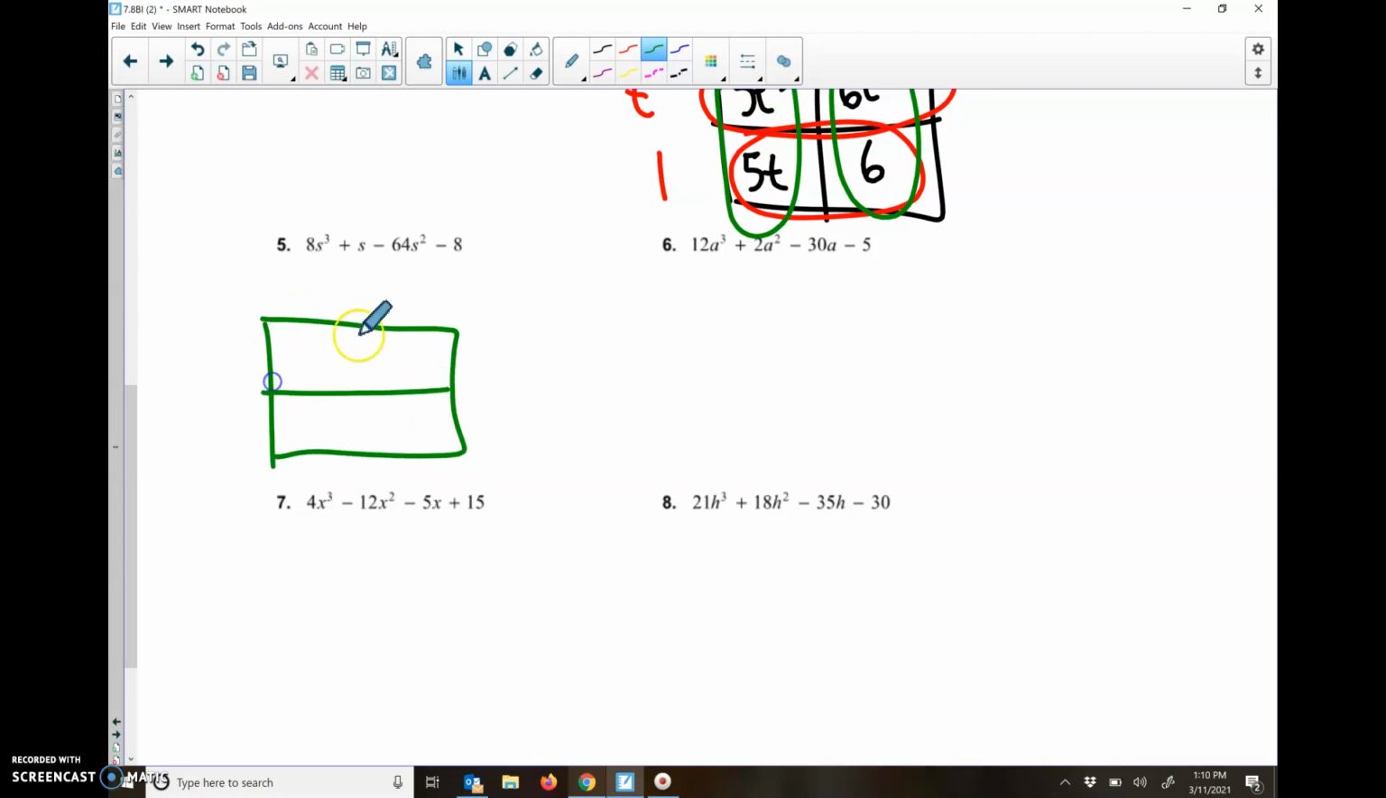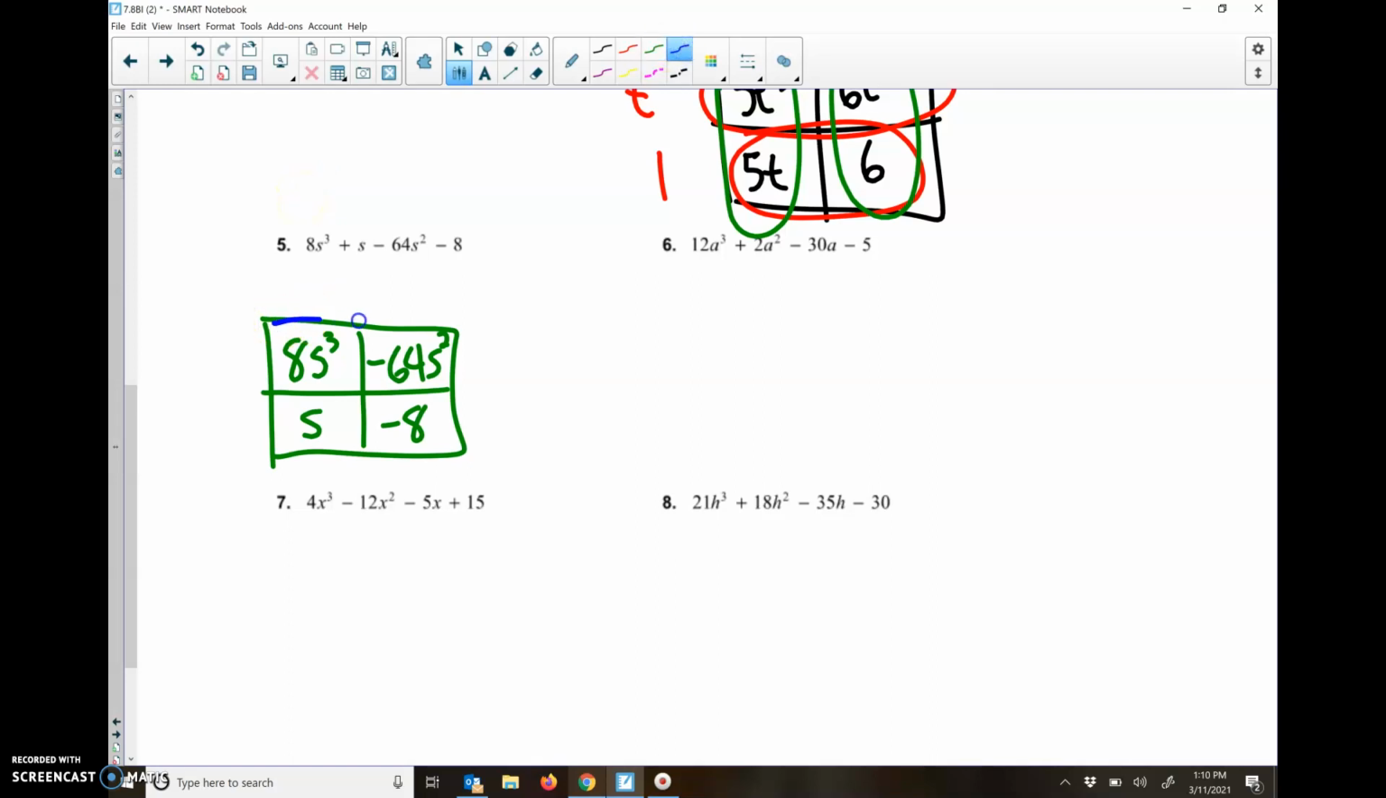So I can't imagine doing this any other way because this would just be so much guessing and checking of what goes where. So this one you've got to be careful because they wrote it out of order, so Mr. Molo messed up there. 8s to the third minus 64s squared, and then plus s, and then a minus 8. So be careful on ones like this where really it should be s squared before the s. They tricked me there for a second, but I caught it, don't worry.